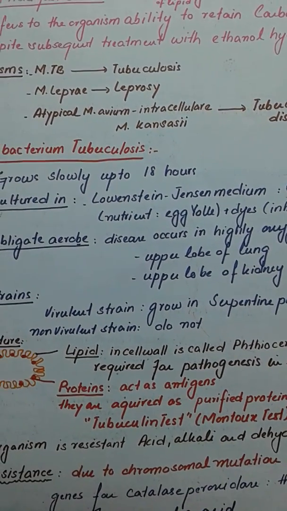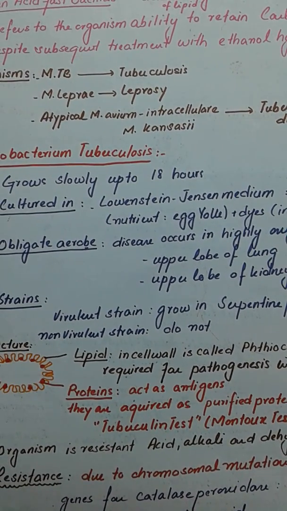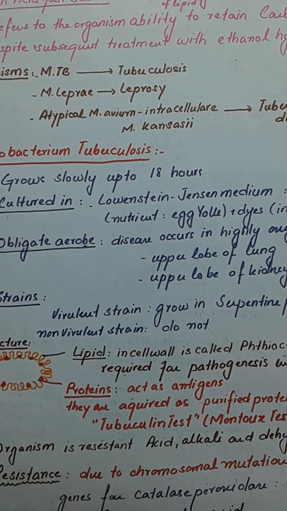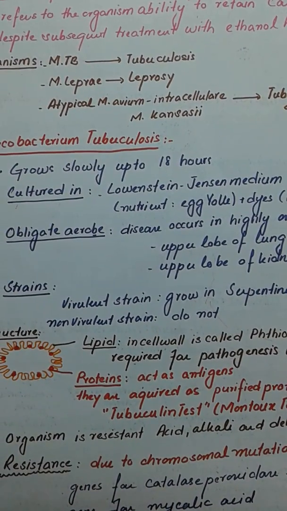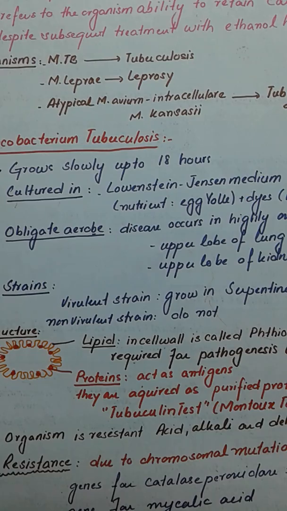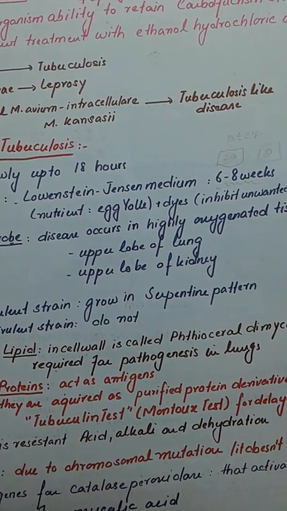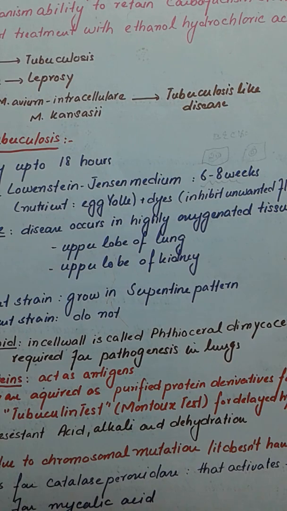But as far as you need to know, it is cultured in Lowenstein-Jensen medium, which is a nutrient-rich medium which consists of egg yolk, and it takes approximately 6 to 8 weeks. Whereas the other characteristic of this organism is that it is an obligate aerobe, meaning that it requires a lot of oxygenation in order to grow, meaning that it needs oxygenated tissue. Now, where are your oxygenated tissues? Obviously, they are the lungs. And the lungs, what part? It is the apical part of the lung, which has a lot of oxygen concentration. So it is mostly grown over here, or it likes to be grown over here.